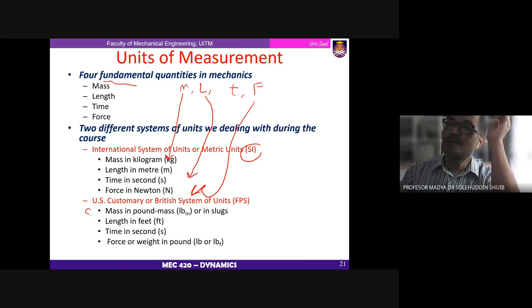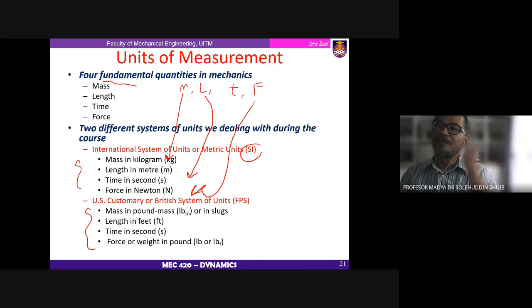You also need to familiarize yourself with other systems, the British system or US customary system. Even in thermodynamics that you learn, especially in design, economics and HVAC, most of the handbooks are using the British system. How many watts will a horsepower be? Horsepower, BTU per hour. So you need to know how to convert the values.